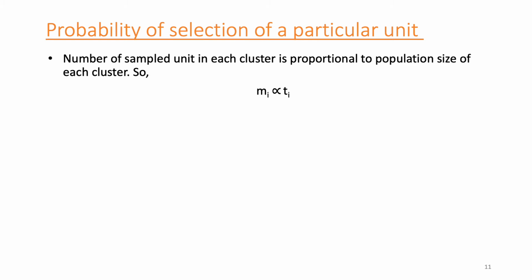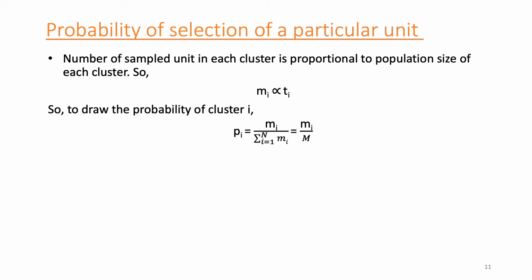Let us talk now about the probability of selection of a particular unit. In cluster sampling, the number of sample units in each cluster is proportional to the population size of each cluster. So mi is proportional to Mi, where small mi is the number of sample units, and capital Mi is the population size of each cluster. So the probability of selection of a particular unit can be defined by Pi is equal to mi, that is the sample unit, divided by capital M, that is the summation of all the Mi's, where capital Mi is the number of elements in the population.